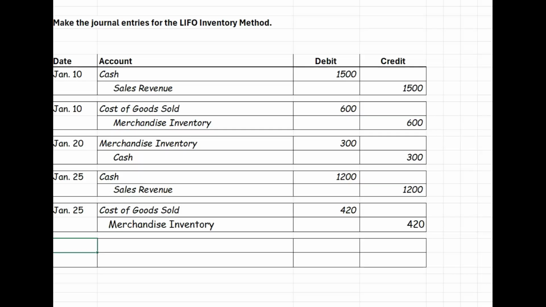We need to record the journal entry for that final purchase on January 30th. Debit merchandise inventory. Credit cash for the amount of the purchase, $810.